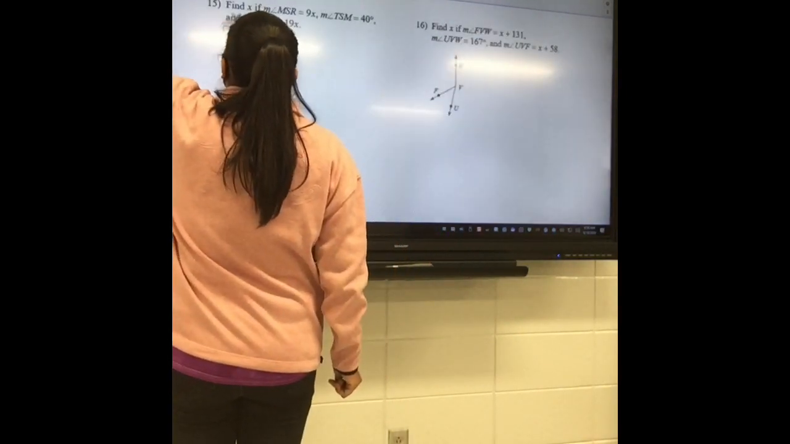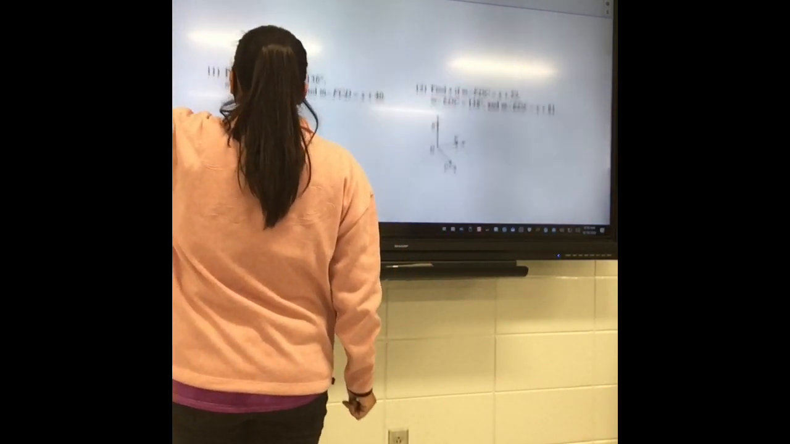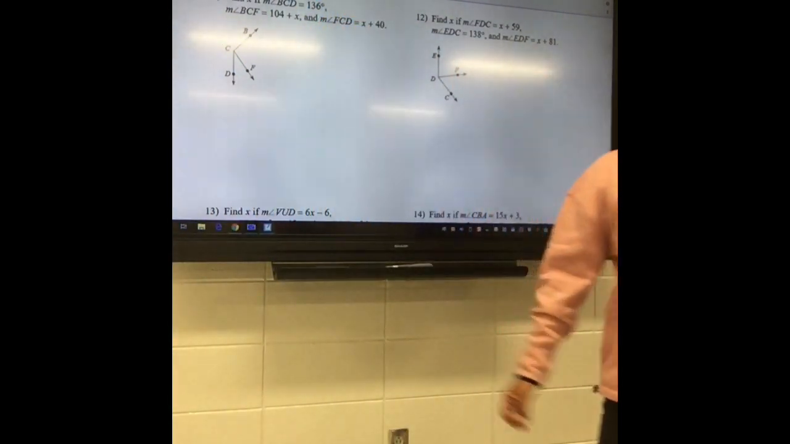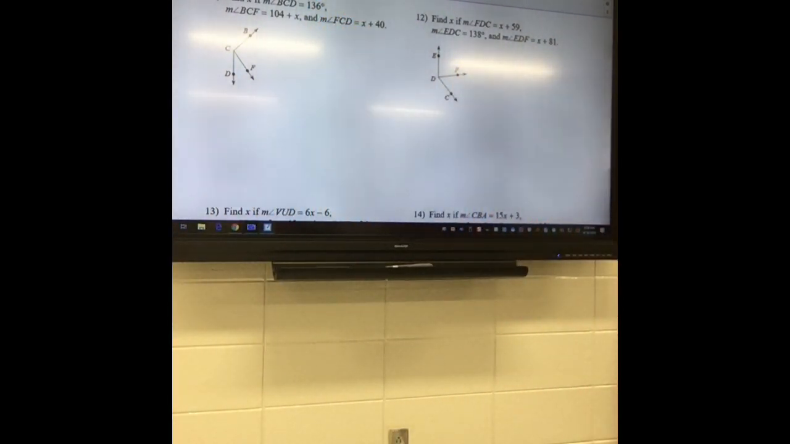Look at 11. Okay, so 11's picture looks the same, right? They look similar, but the directions and the information that you're given are a little bit different. There we go, the little angle I did put it there.